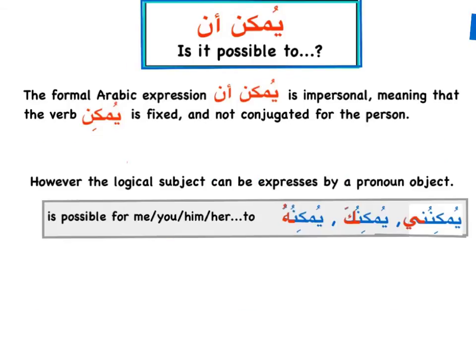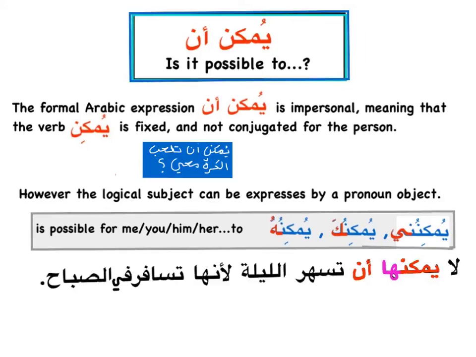However, the logical subject can be expressed by a pronoun object. يمكنني, يمكنك, يمكنه, as in, is it possible for me? هل يمكنني? Is it possible for you? هل يمكنك? هل يمكنه? You can conjugate it with a pronoun object. For example, لا يمكنها أن تسهر الليلة لأنها تسافر في الصباح. Notice the pronoun object لا يمكنها.